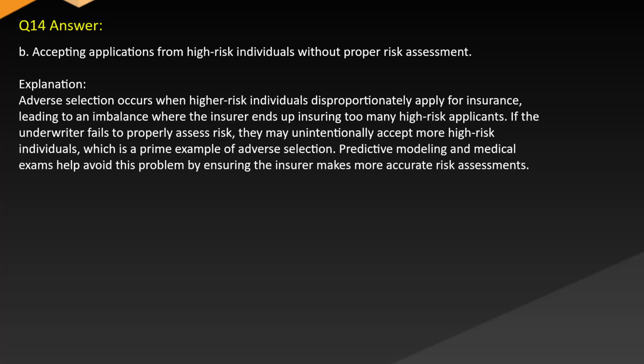Answer: B. Accepting applications from high-risk individuals without proper risk assessment. Explanation: Adverse selection occurs when high-risk individuals disproportionately apply for insurance, leading to an imbalance where the insurer ends up insuring too many high-risk applicants. If the underwriter fails to properly assess risk, they may unintentionally accept more high-risk individuals, which is a prime example of adverse selection. Predictive modeling and medical exams help avoid this problem by ensuring the insurer makes more accurate risk assessments.